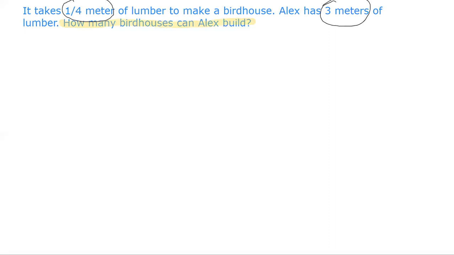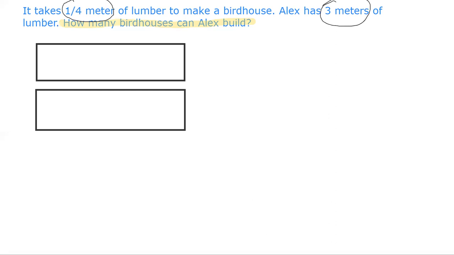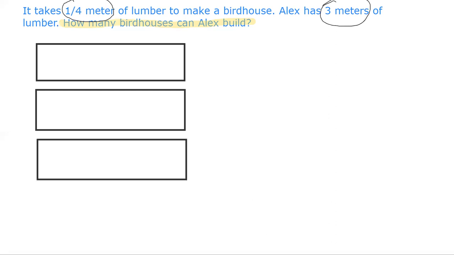Now I'm going to draw. So I'm going to start by drawing a model to represent Alex's meters of lumber. So I'm going to draw one rectangle to represent 1 meter. So that means I need to draw 3 rectangles all together. So each one of these is 1 meter of lumber. So I'm just going to write 1 meter next to each one.